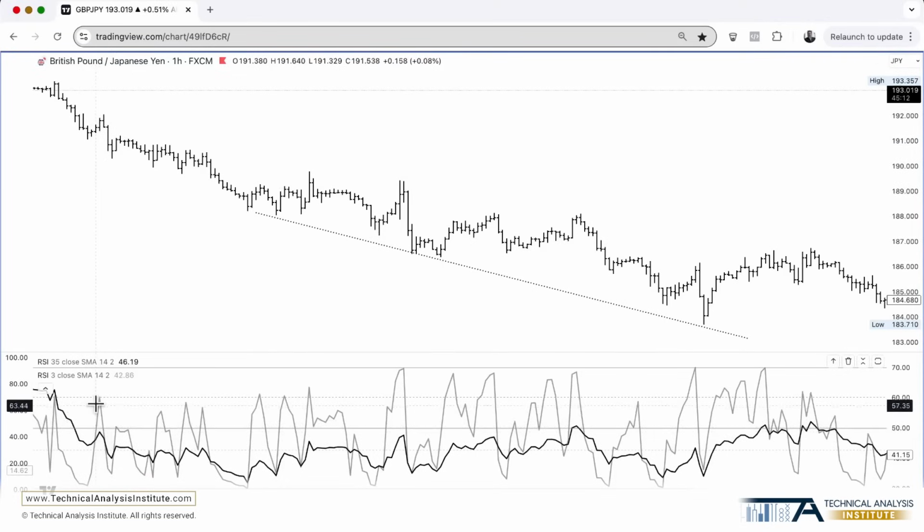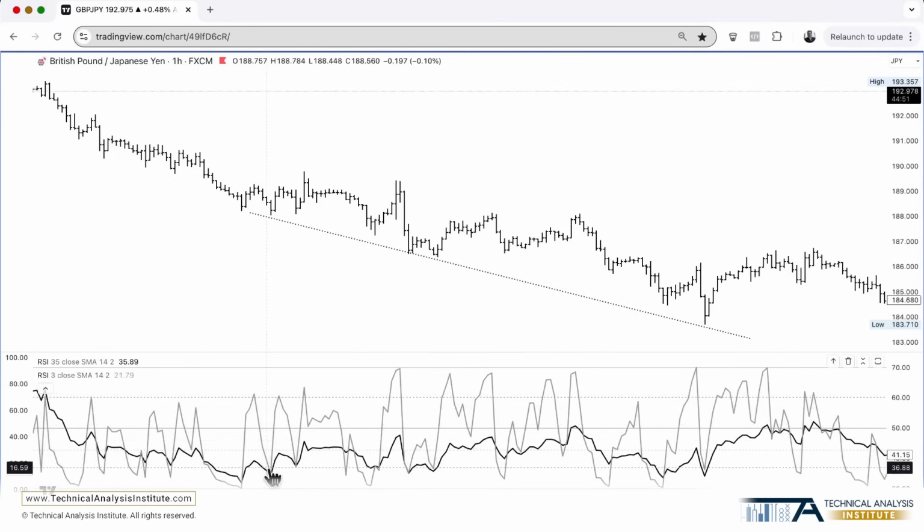And the RSI 3 gave a sell signal. Now we're going to take all the sell signals that the RSI 3 gives us as long as the RSI 35 is below the 50. So here is a sell signal? No, because it's below the 70 reference line of the RSI 3. Okay, here is the first sell signal. Here we have one. Here we have another one, and another one, and another one.